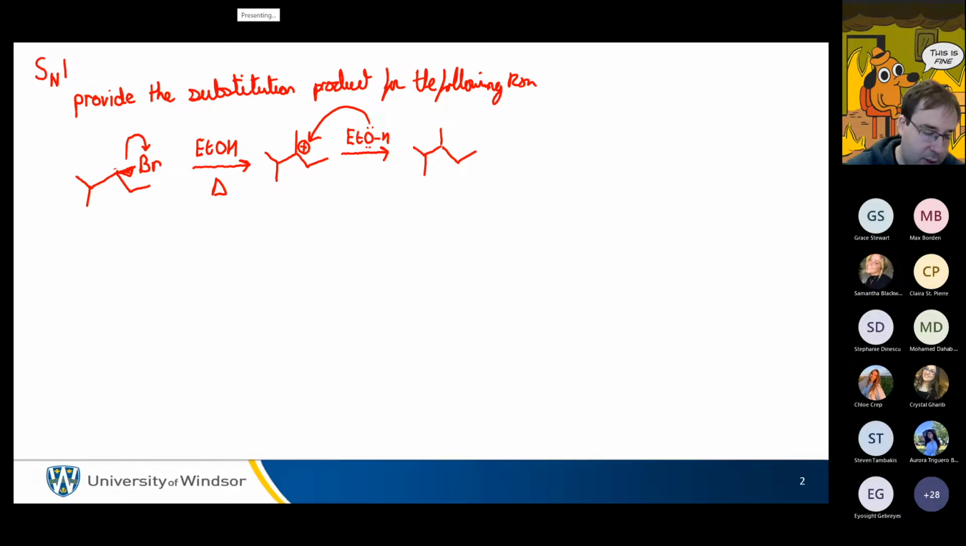Okay, so I'm going to draw stereochemistry on this first one. Okay, so we have the bromine leaves. So this is an SN1 reaction. So the first step of every SN1 reaction, leaving group leaves. Carbocation intermediate. Nucleophile enters.